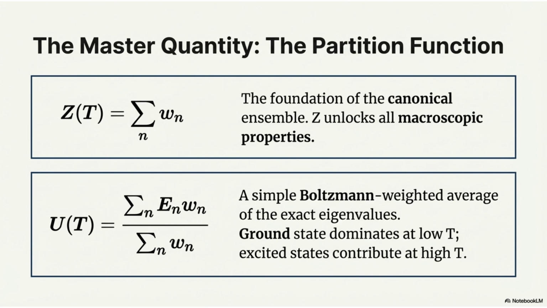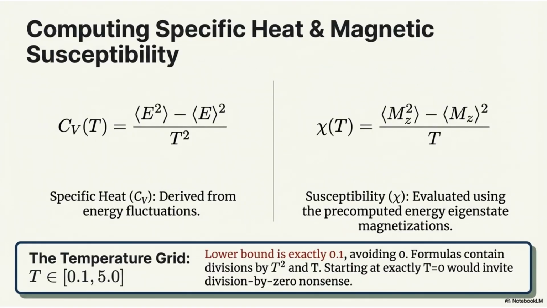The partition function, Z, is the master quantity that unlocks all macroscopic properties, calculated as the sum of Boltzmann weights. The average internal energy, U, is a simple Boltzmann-weighted average of the exact eigenvalues. We compute the specific heat, C_V, derived from energy fluctuations, and the susceptibility, Chi, derived from pre-computed magnetization values. The temperature grid starts at T equals 0.1 to avoid division by 0 errors in the formulas.